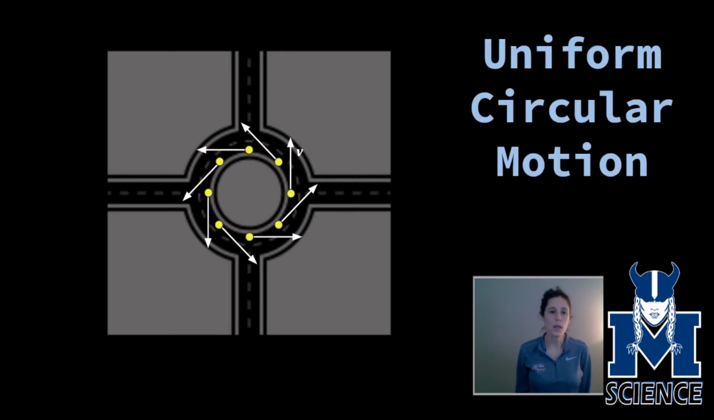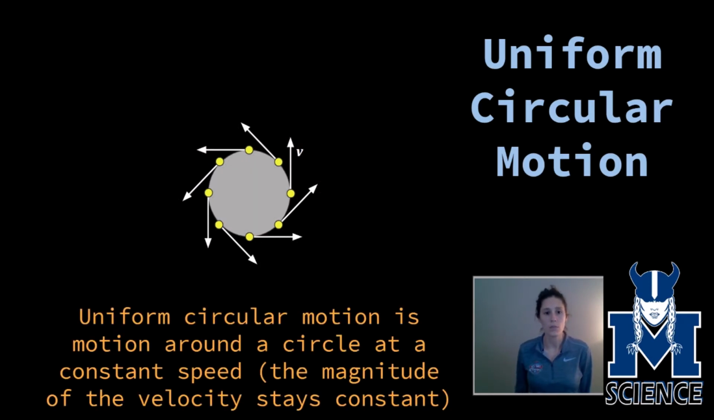When that is the case, that something is traveling in a circle at a constant speed, its velocity is changing because its direction is changing, but the magnitude of the velocity is not changing, so its speed stays the same. That's a special case that we call uniform circular motion. So there's a definition. Uniform circular motion, like I just said, is motion around a circle at a constant speed.